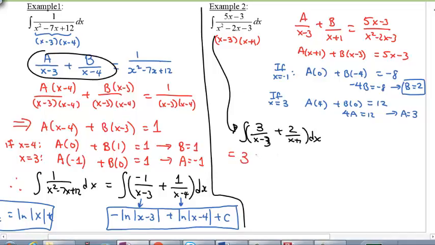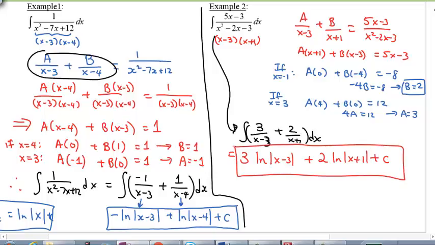The 3 is a constant, we take it out. The 2 is a constant, we take it out. And don't forget the lovely plus c. If that's what you got, give yourself a pat on the back. Cool. Turn the page.